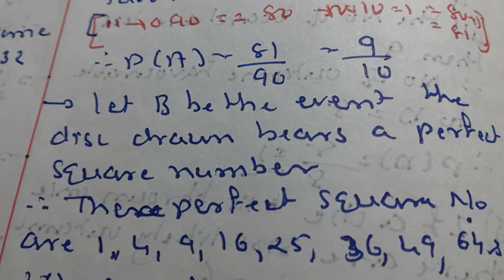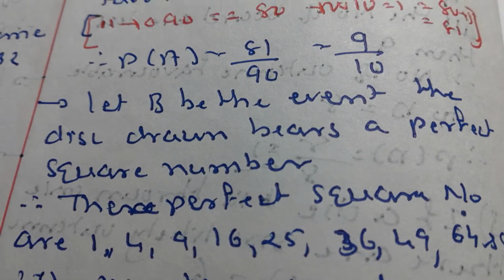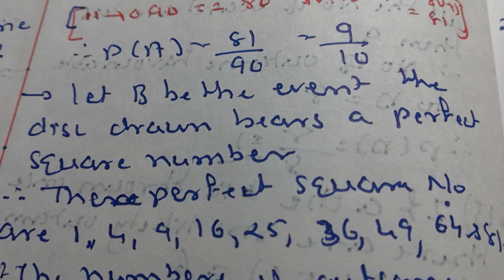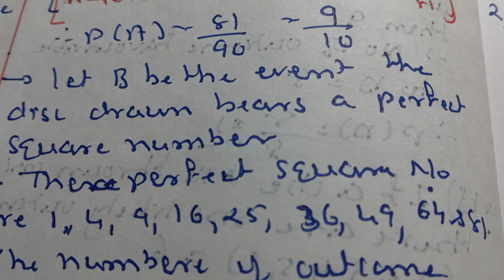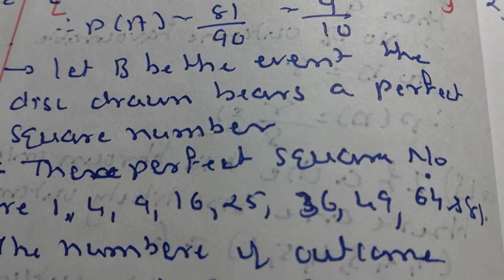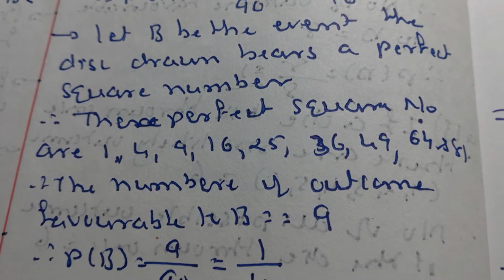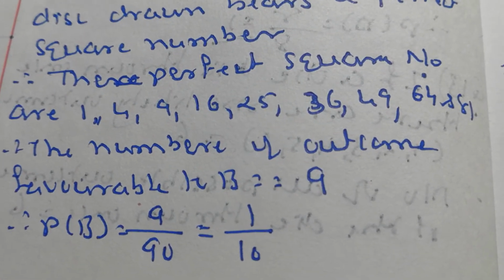Now second question. The event B, the disc drawn bears a perfect square number. Now we know it very well, 1, 4, 9, 16, 25, 36, 49, 64 and 81 are perfect squares. So the number of outcomes to B is equal to 9. So the favorable outcome is 9. So P(B) is equal to 9 upon 10.